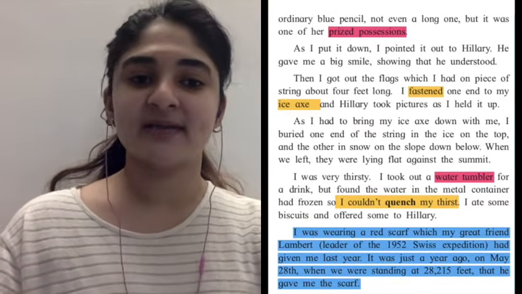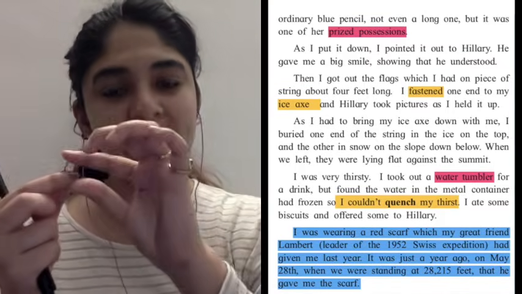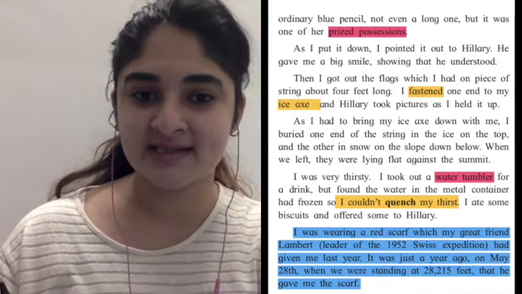Now the author is saying that उनको ice axe नीचे लाना था उनके साथ, which is why he took the end from the ice axe and he buried it. Bury मतलब उन्होंने दफना दिया उसको ice के अंदर.